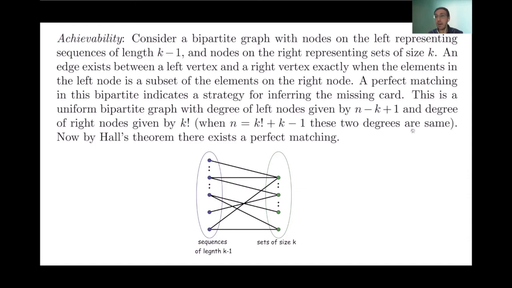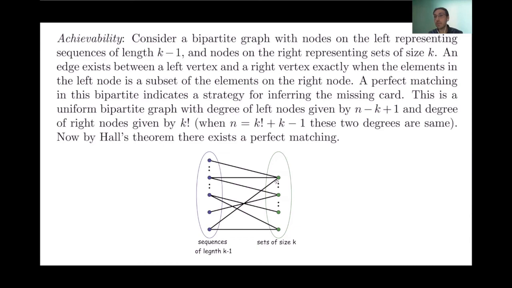Now, there's a theorem called Hall's theorem that gives a condition for existence of a perfect matching in this graph, right? The perfect matching is you choose a set of edges such that each node on the left-hand side is connected to exactly one node on the right-hand side. Now, if you have a perfect matching, then the strategy of person A is clear. Once he observes the sequence of length k minus 1, he can look in the matching for which node on the right-hand side it is connected to, and he can report it.